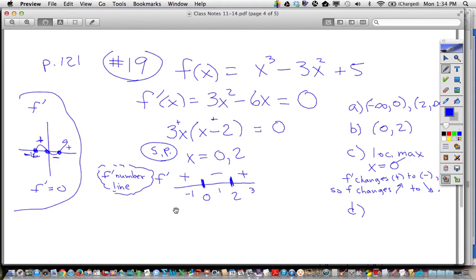Increasing from 0 to 1. Is that correct? Number 20, 0 to 1. Increasing from 0 to 1, decreasing before 0 and decreasing after 1. Local min was at 0, local max was at 1. Okay? And so again, you can work on number 22 as well.